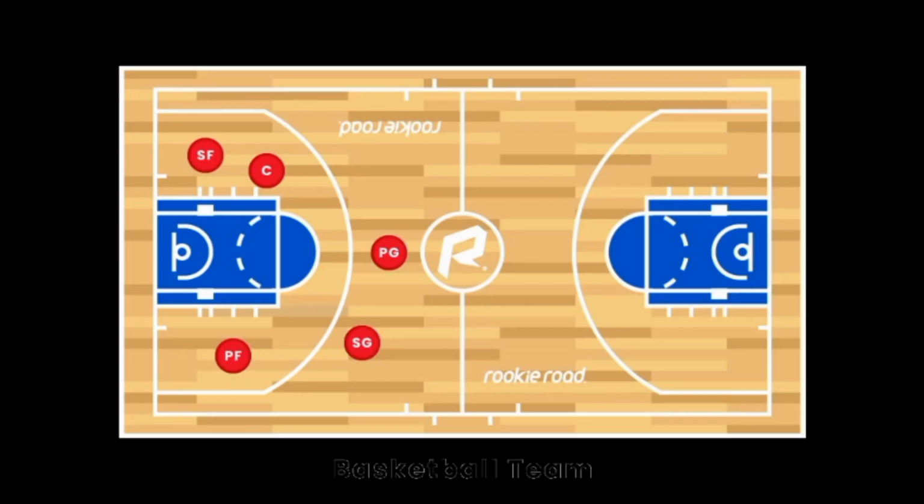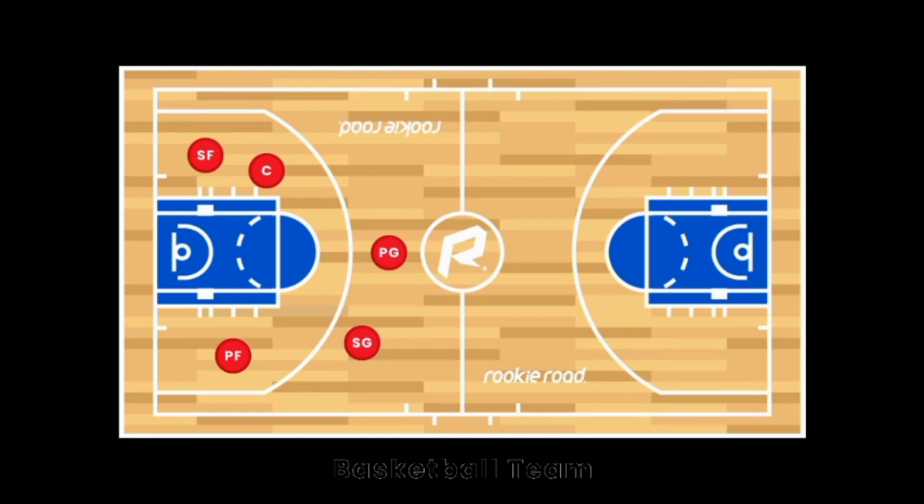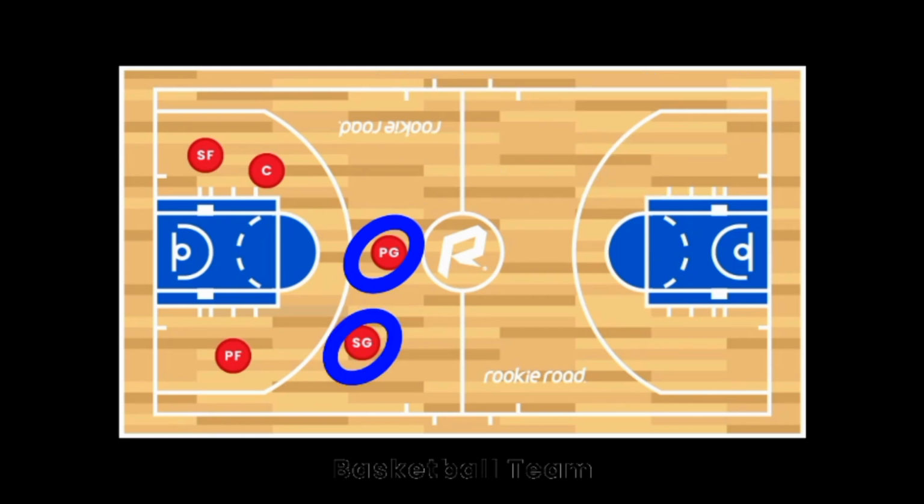In terms of basketball position, we have 5. The point guard, shooting guard, power forward, small forward, and the center. As you can see in the illustration, those 5 are positioned basically in this pattern. If you are in the offensive side, the ball handler is the member of the offense who is currently dribbling the ball. Kumbaga, siya palagi yung nagbababa ng bola.